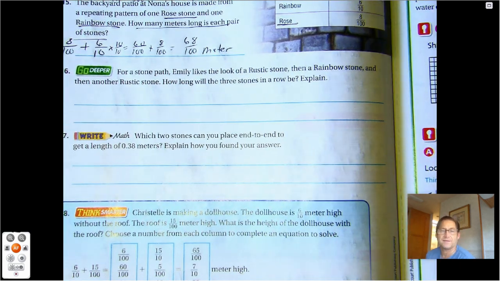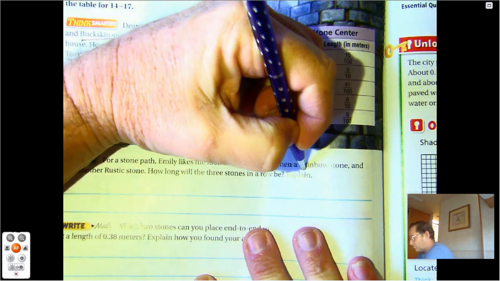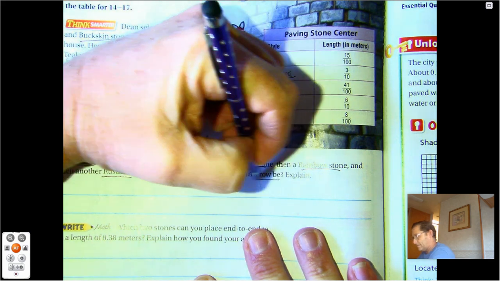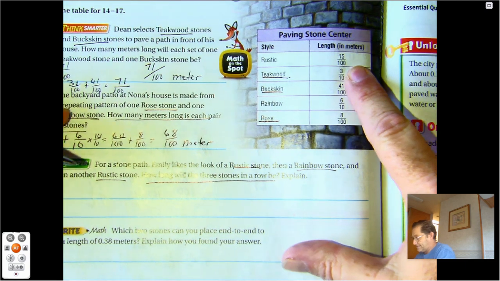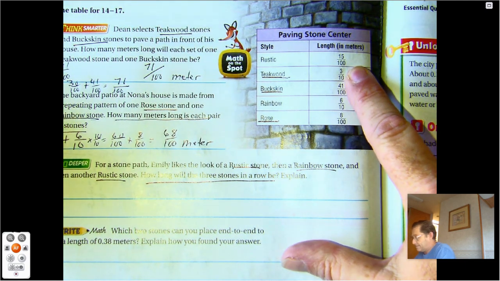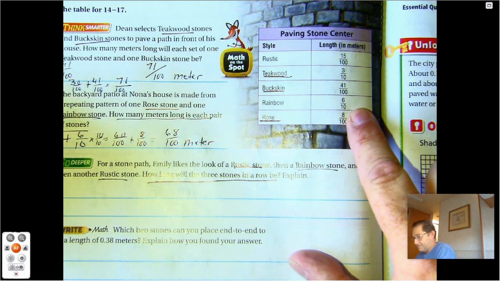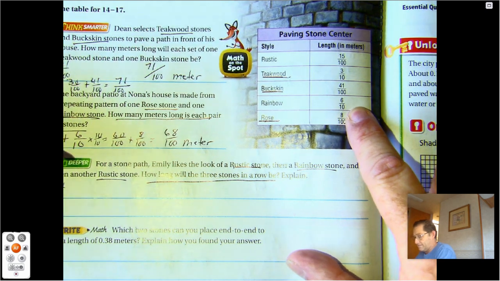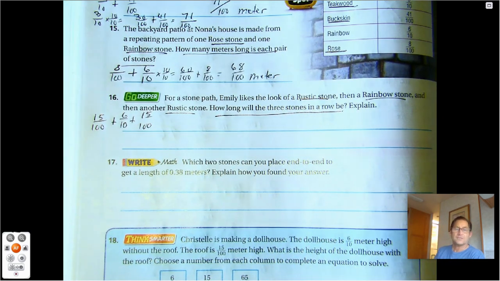For a stone path, Emily likes the look of a rustic stone, then a rainbow stone, and then another rustic stone. How long will the 3 stones in a row be? So rustic, rainbow, rustic. How long will the 3 stones be? So a rustic stone is 15 hundredths, and then the rainbow stone is 6/10, followed by another rustic stone. All right, so that's our equation right now.